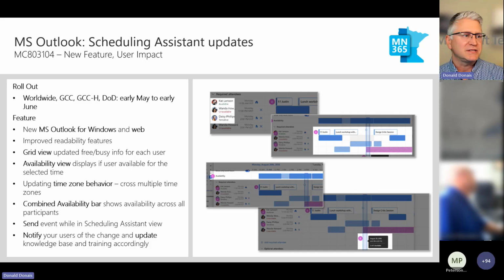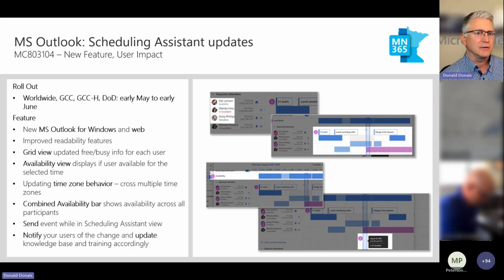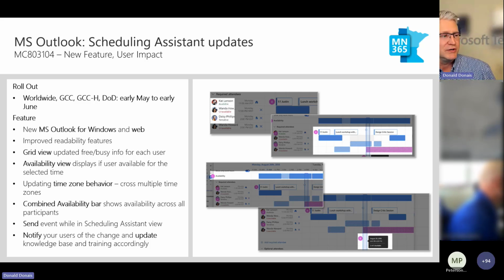So we're going to start off on the Outlook side of things. There's going to be some changes happening to the scheduling assistant, and this is going to be for the new Windows version, right? The Outlook for Windows and the web versions, right? So we're not talking classic. I believe actually the dates are wrong. Sorry about that. That should be still happening here in July.